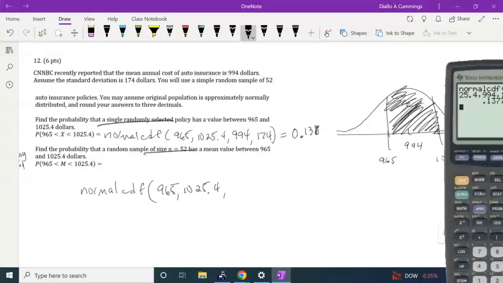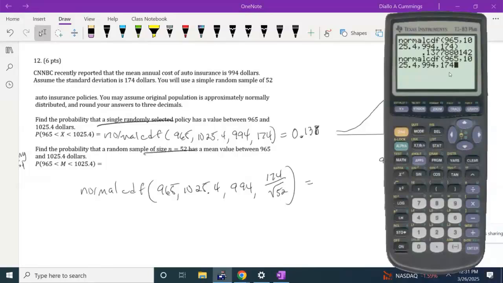What's the mean of the sample distribution? Well, that should be the same as the mean of your standard distribution. So that mean is 994. But if you're dealing with a sampling distribution, the standard deviation is what? It's the standard deviation of your normal distribution, which is 174. But you have to divide it by what? The square root of the sample size. Okay. So that's the difference in those two.